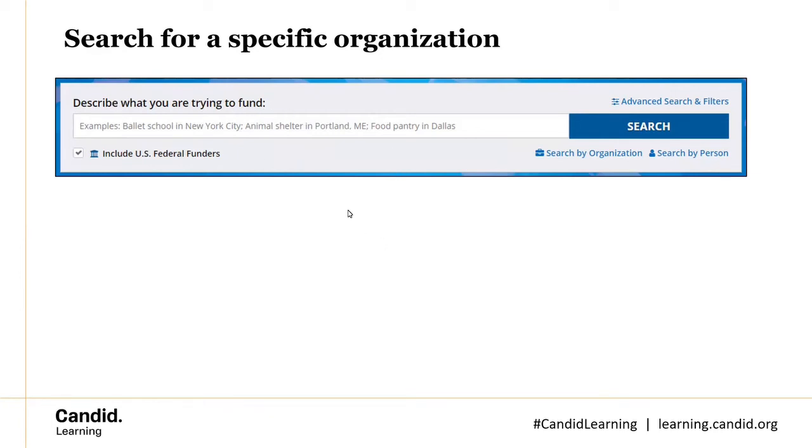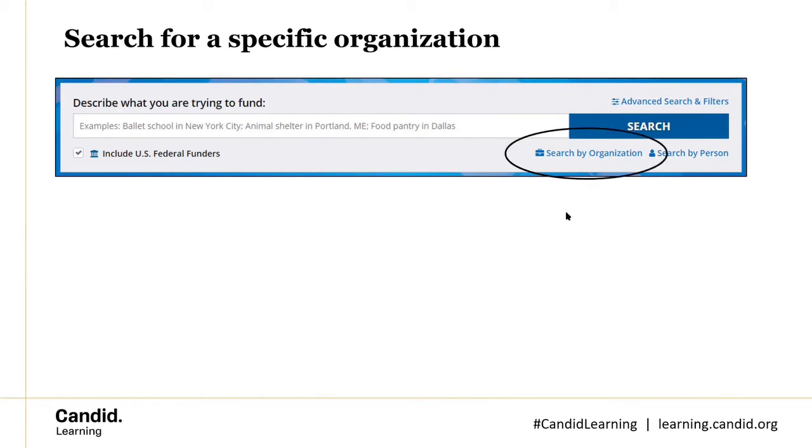Okay, back to the beginning, your landing page, the open-ended search box, describe what you're trying to fund. In the beginning, this is where we will also want you to concentrate your time. Take a look at the examples we give here: ballet school in New York City, animal shelter in Portland, Maine, food pantry in Dallas. Always remember to include a geographic focus or area where the work is being done when you are describing what you are trying to fund, because that's going to push the software to find you grant makers who've actually invested in your subject area within those geographic boundaries that you're setting up here.